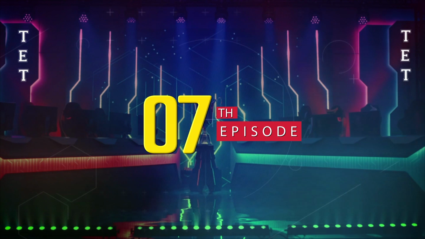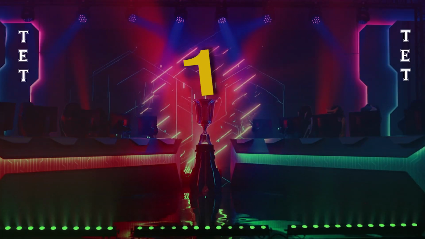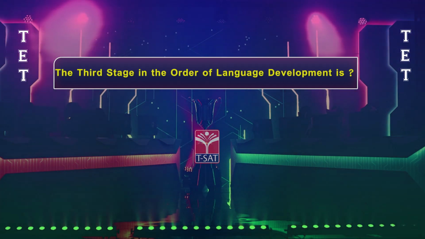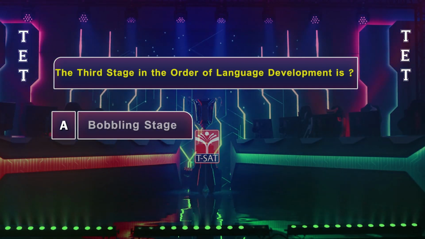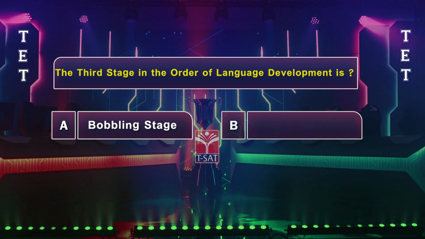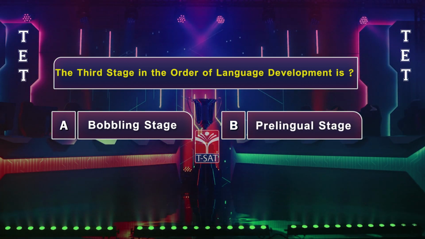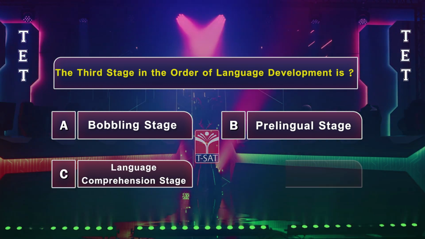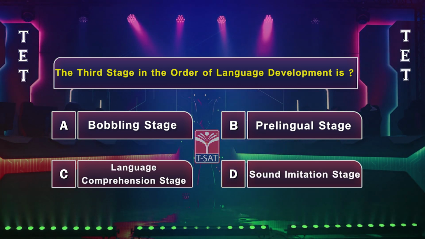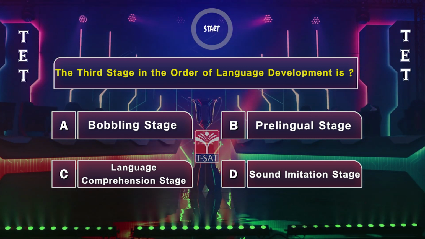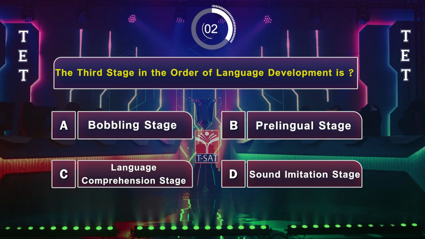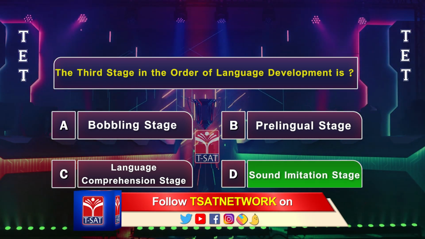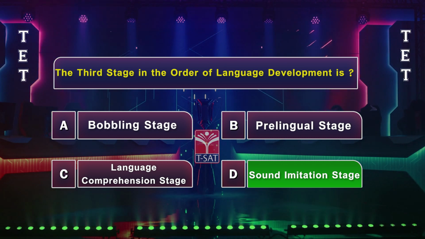TET 7th episode. First question. The third stage in the order of language development is option A, babbling stage, option B, prelingual stage, option C, language comprehension stage, option D, sound imitation stage. Your time starts now. Correct answer is option D, sound imitation stage.